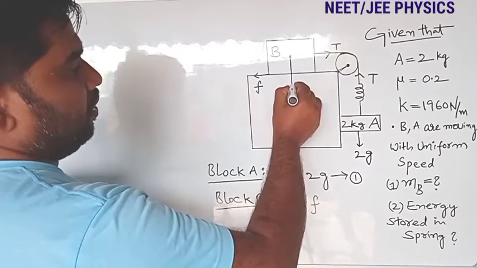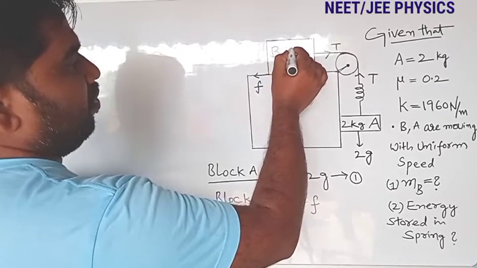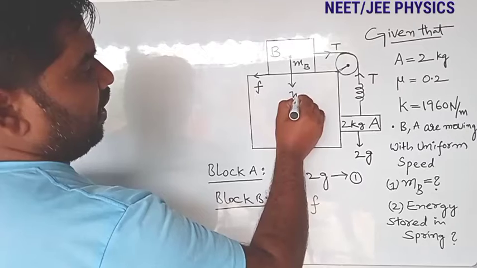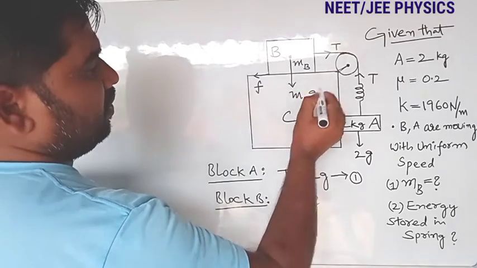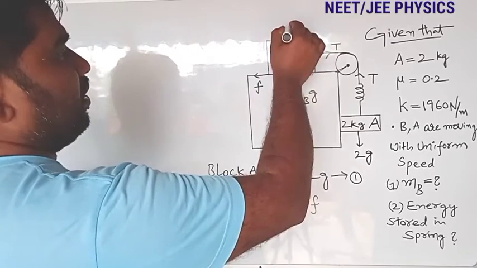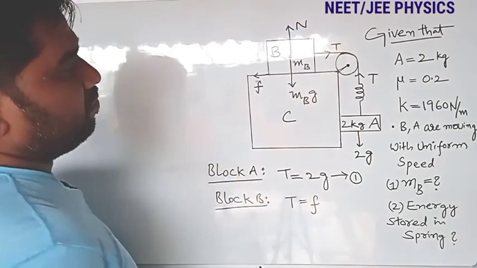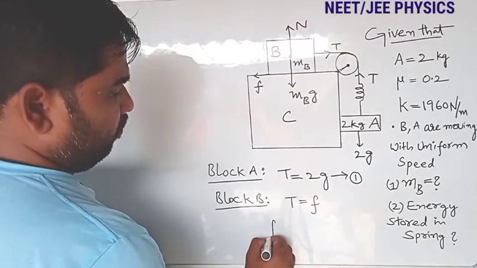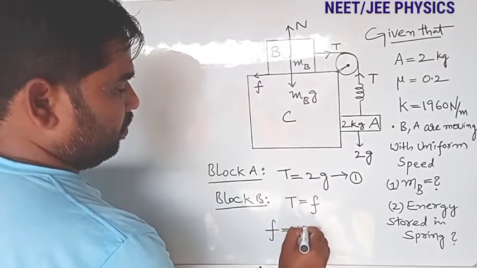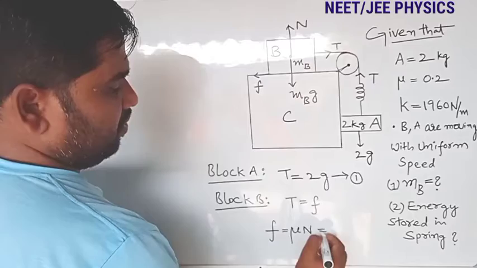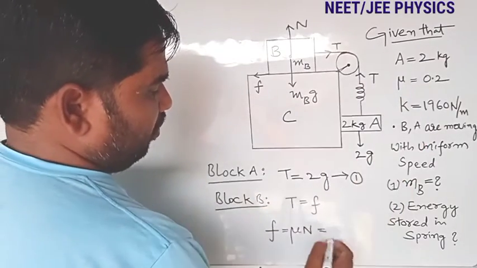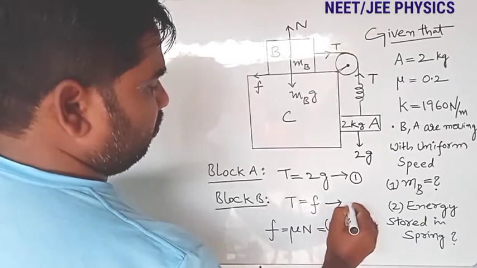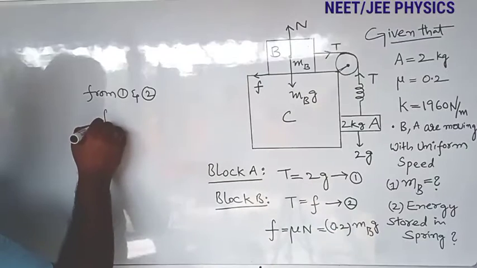On this B block, the weight is acting downward. The mass of the B block is assumed as mb. Here mb into G acts in the downward direction. At the same time, the normal reaction acts upward. Here F equals mu into N. Here the mu value is 0.2, into N, whose value is mb into G. Let us take this as equation 2.